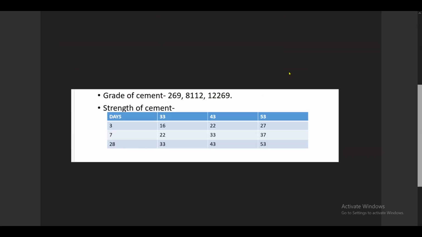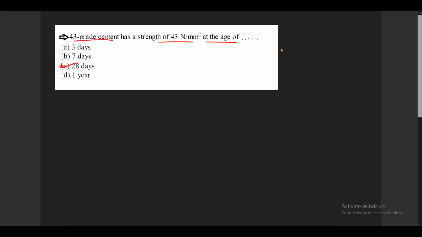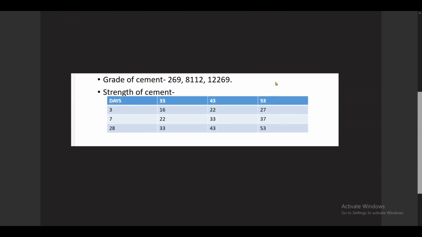Here is the table. Now a question may be asked on these 43, they may ask the strength of this 43 grade cement at 7 days, or they may ask what is the strength of this 43 grade cement at the age of 3 days. So here is the table, and these grades of cement have IS codes. This is for 33 grade, this is for 43 grade, and this is for 53 grade cement. That is IS 269 for 33, IS 8112 for 43, and IS 12269 for 53 grade cement.